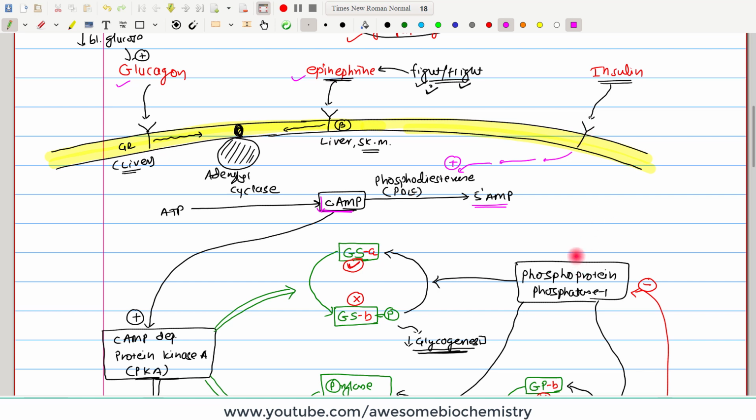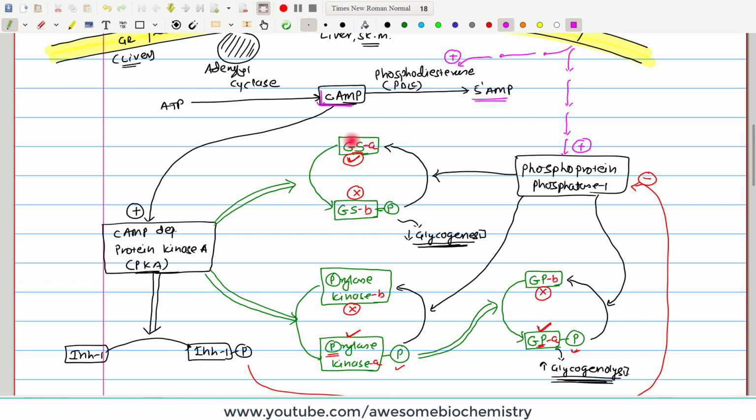Insulin also acts on phosphoprotein phosphatase. It will lead to a sequence of regulatory reactions, and it will stimulate phosphoprotein phosphatase. By this, what will happen? Dephosphorylation will be activated. So glycogen synthase will be activated, and this will lead to increased glycogenesis, whereas glycogen phosphorylase will be inhibited. So this will lead to decreased glycogenolysis. By both these processes, it will lead to increased glycogen synthesis.